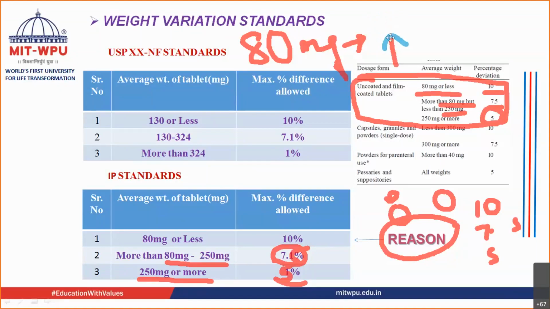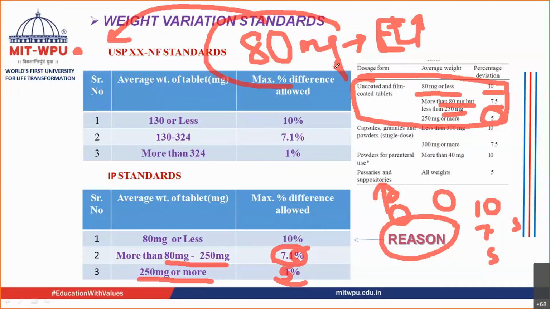Actually what happens is, when it is 80 milligram, it means the quantity of excipient is basically higher inside it. The quantity of excipient is very high and the active ingredient is less. The active ingredient is so small that you add the excipient and make up the quantity, and still the quantity is just 80 milligram.